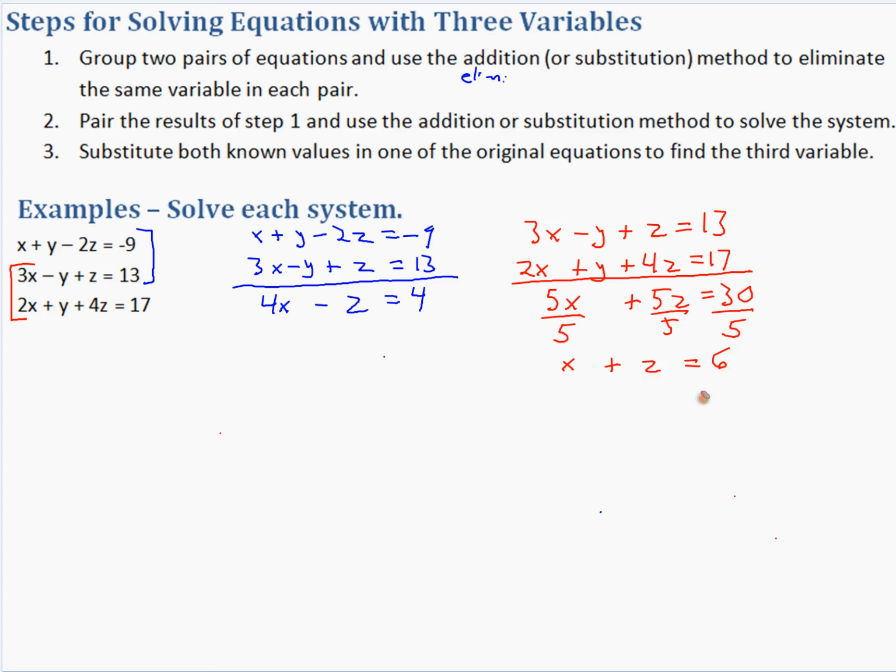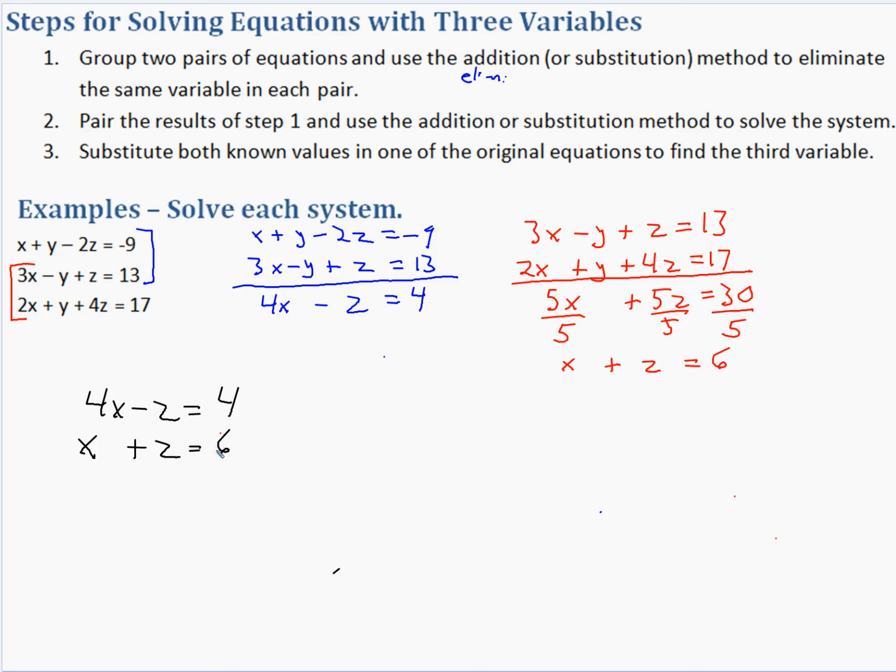So that was our step one: group two pairs of equations and use elimination or substitution method to eliminate the same variable in each pair. So we eliminated y in both of those. Now pair the results of step one. So this is a result here and this is another result, and use addition or substitution to solve that. So we'll go ahead and take those two equations. We have 4x minus z equals 4, and we have x plus z equals 6.